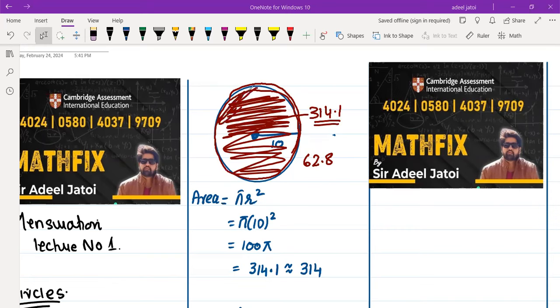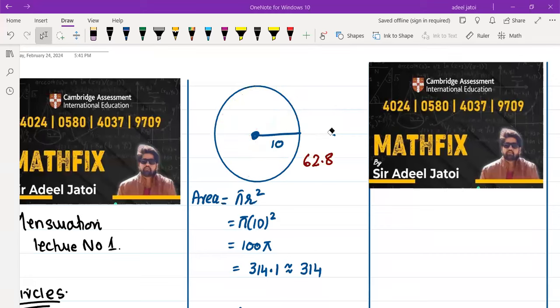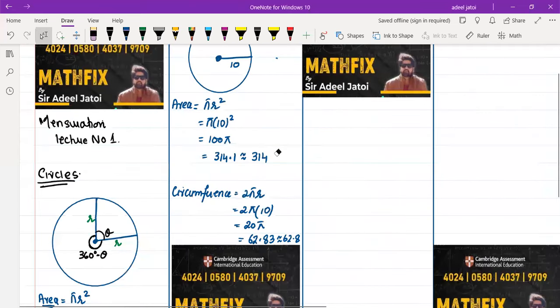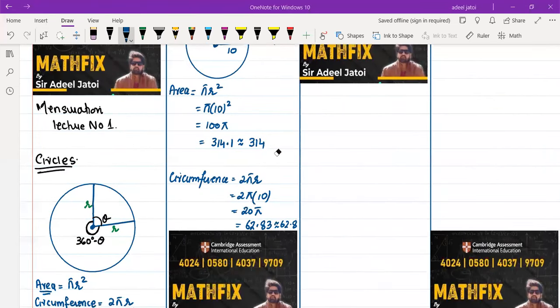That means the area is being considered with the help of what? Radius. So the circumference is 62.8, but the area will become 314.1.